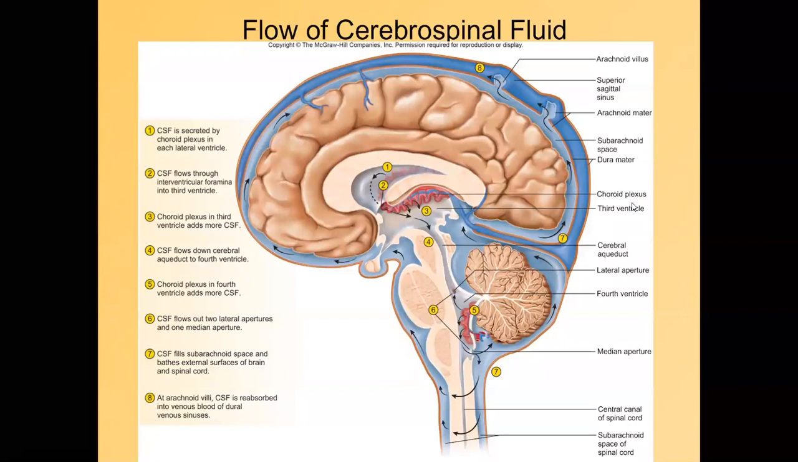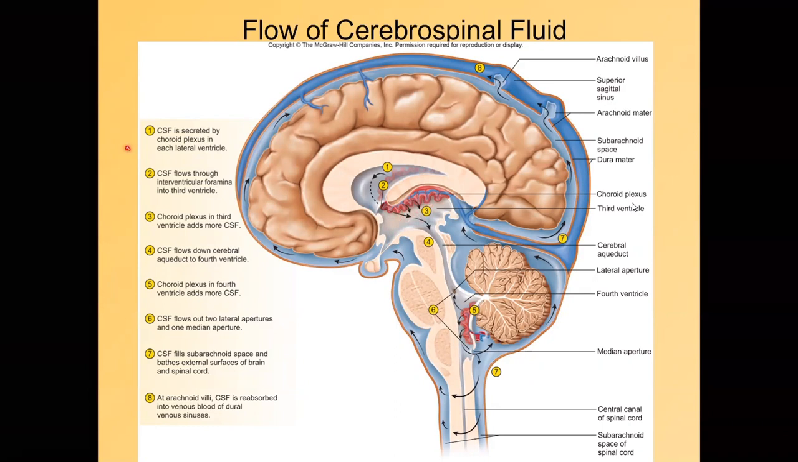Okay, so here's how it flows. These little red things here are supposed to be choroid plexus. So these are modified capillaries. Blood is going into them. Cerebral spinal fluid is going to come out, but the blood will continue to circulate. Okay, so there'll just be fluid in here.